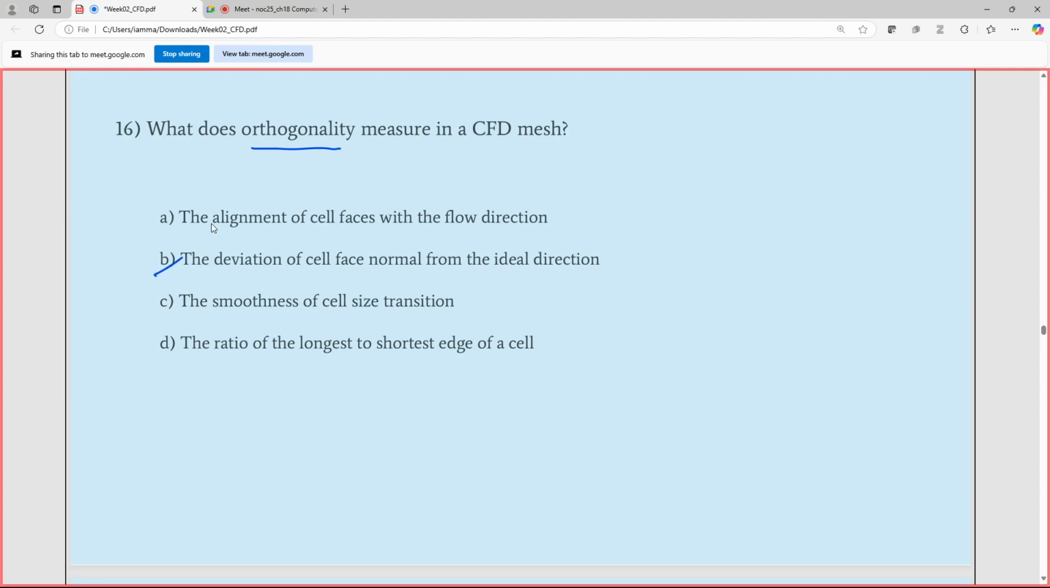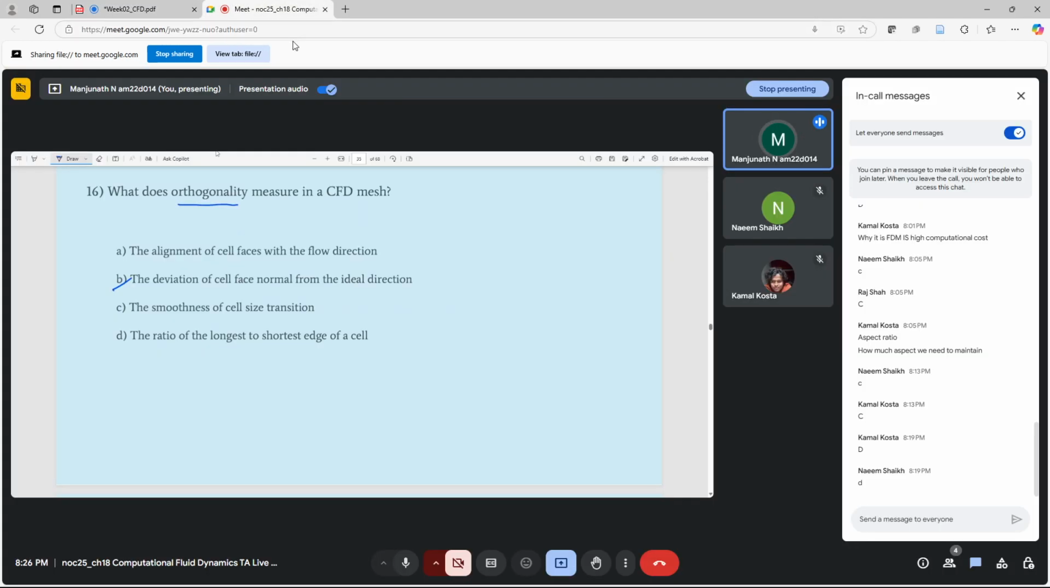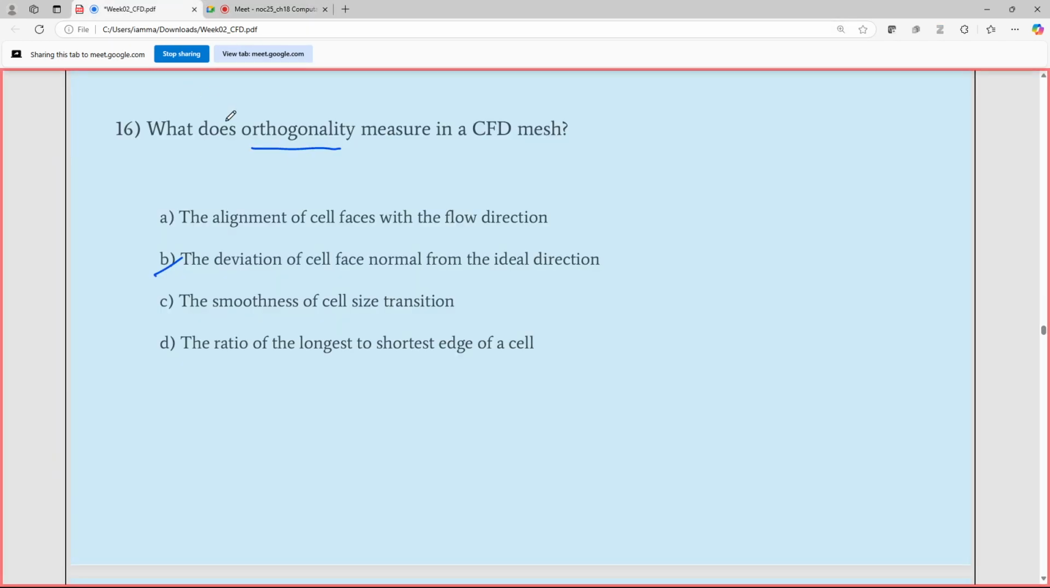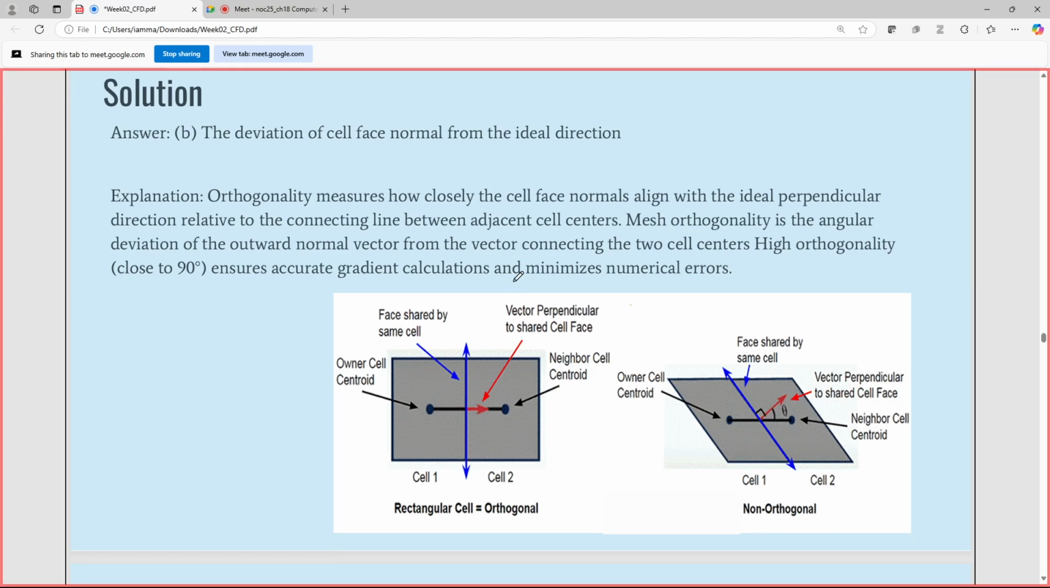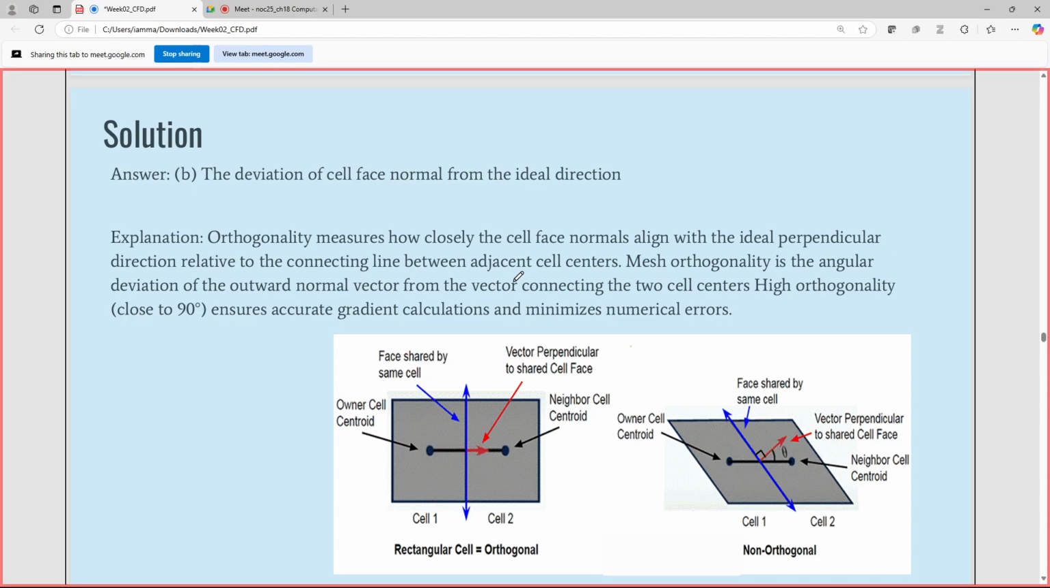Our answer is option B, the deviation of cell face normal from the ideal direction. Suppose these are two cells, cell 1 and cell 2, and this blue arrow line is the boundary shared by the two cells. Then this black line connecting these two dots, which are the centroids of each cell, is the line connecting adjacent cell centers.